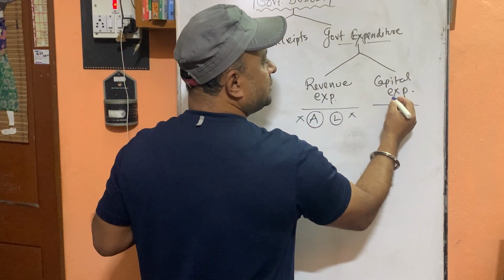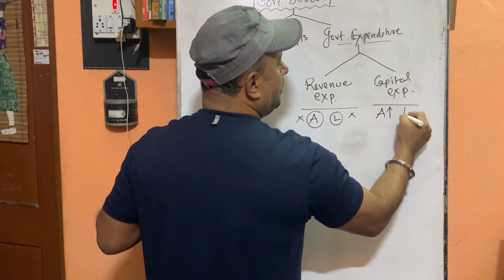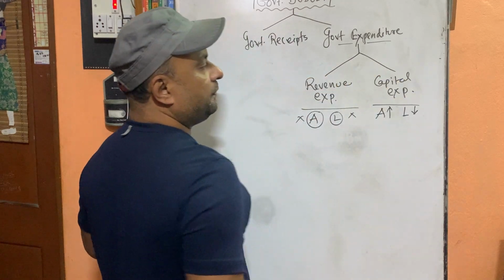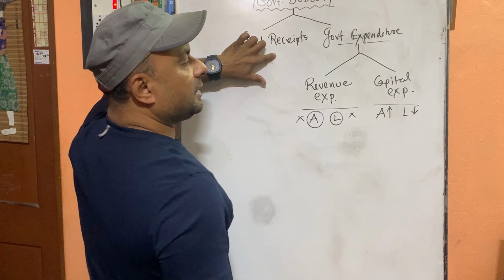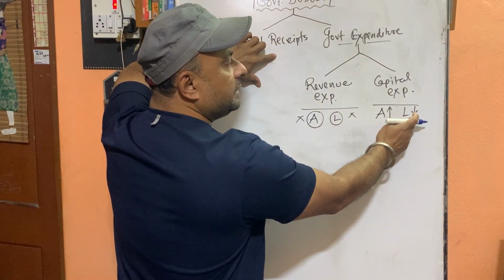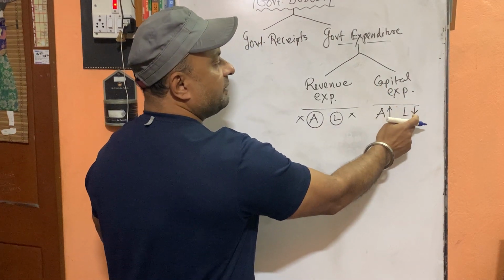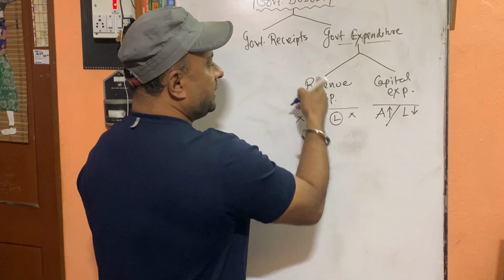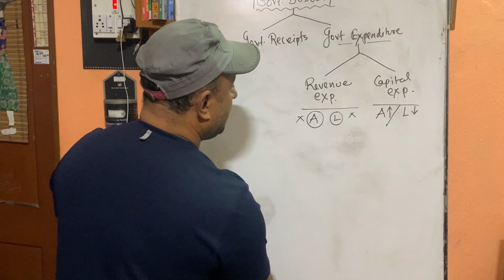But in capital expenditure, just the reverse thing happens compared to capital receipt. In capital expenditure, what happens? Either government asset will increase or government liability will fall. So in capital receipt, either government asset will fall or liability will increase. But in capital expenditure, government asset will rise or liability will fall. Any one. But in revenue expenditure, no effect on the asset and liability status of the government.